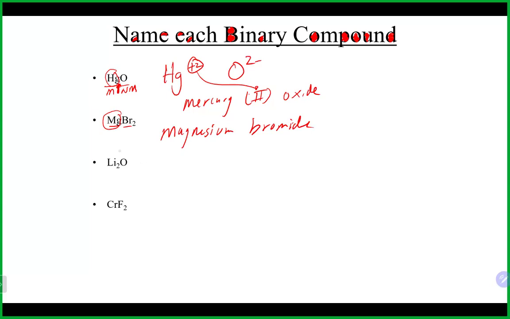Taking a look at the next one, lithium metal, oxygen non-metal, so it's ionic. Looking at lithium, it is group number 1, which means it's a type 1 compound. So once again, nothing to figure out. We could just roll right into our naming.